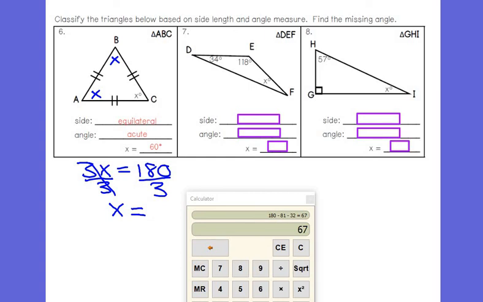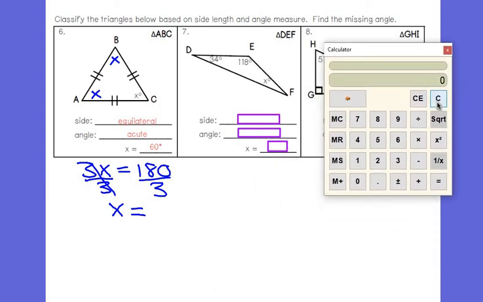Okay, looking at triangle DFE. I think I want to find x first. How do I go about finding x? 180 minus 118, minus 34. So x equals 28 there.